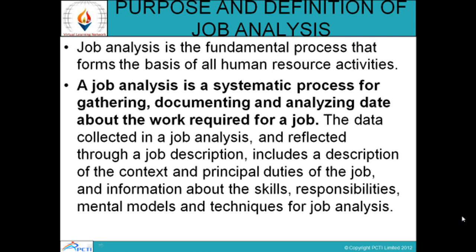The data collected in job analysis and reflected through a job description includes a description of content, principal duties of the job, and information about skills, responsibilities, mental abilities, and techniques of the job. So these are all the factors which are included: content, principles, skills, responsibilities, techniques and mental ability. These are the things which are required in job analysis.